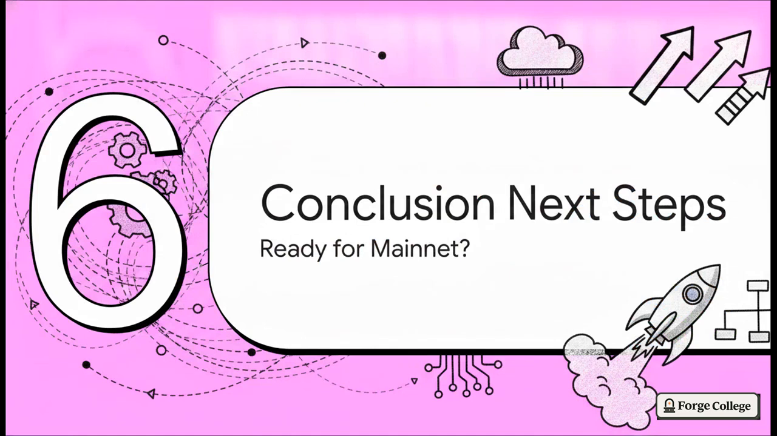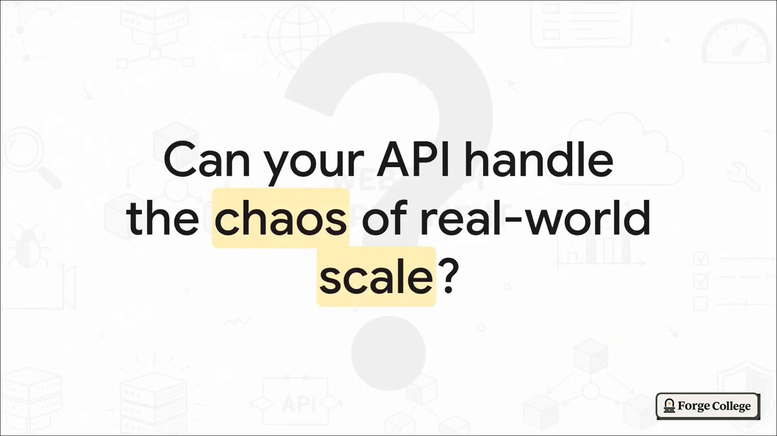And finally, our conclusion and next steps. The big question, are we ready for mainnet? Well, we've built the engine, we packaged it, deployed it out to the testnet, and rigorously monitored its telemetry. We've proven our API is reachable, our transactions are confirming on-chain, and our webhooks are firing reliably. But I want to leave you with one final provocative thought as we wrap up today's explainer. Can your API actually handle the chaos of real-world scale?